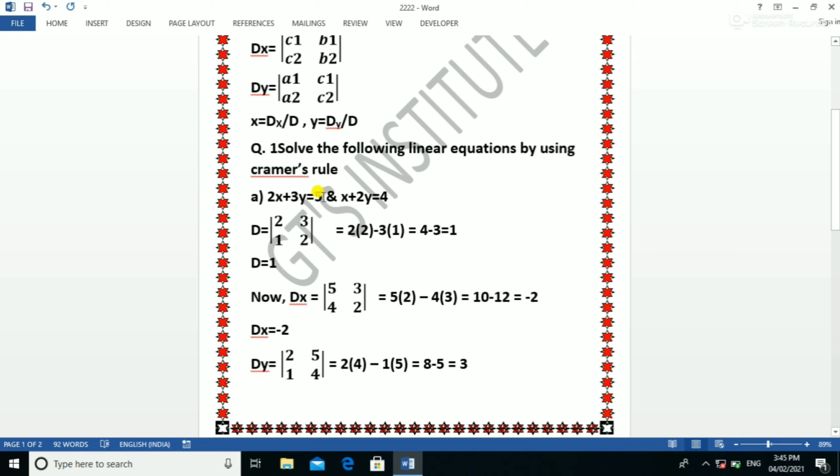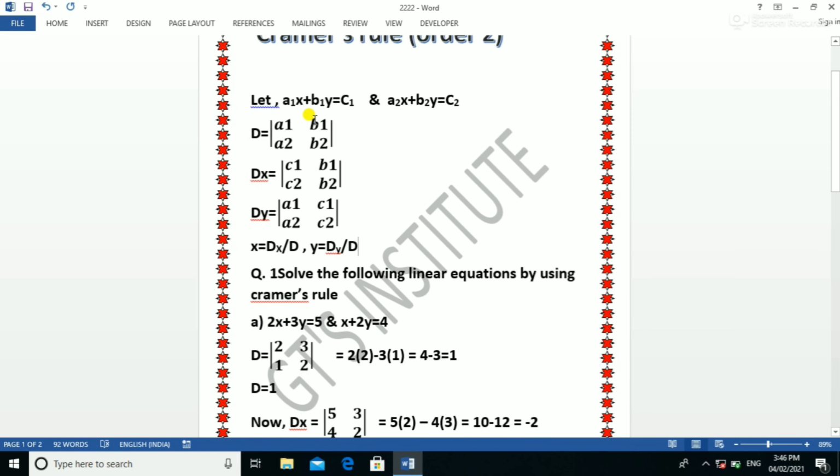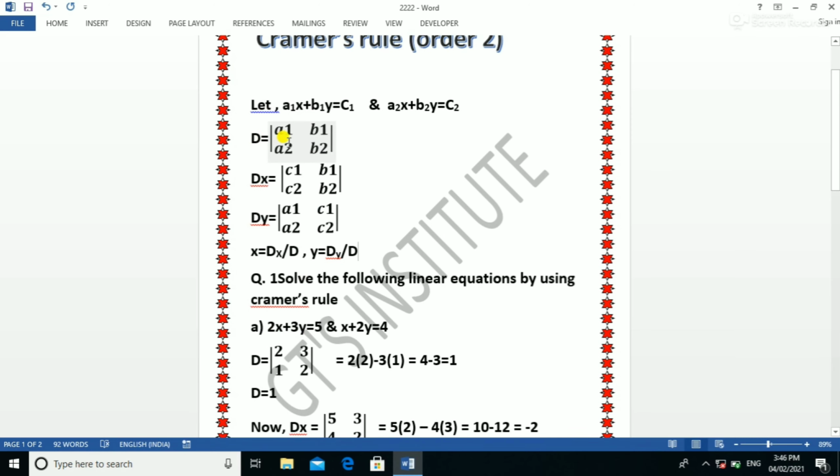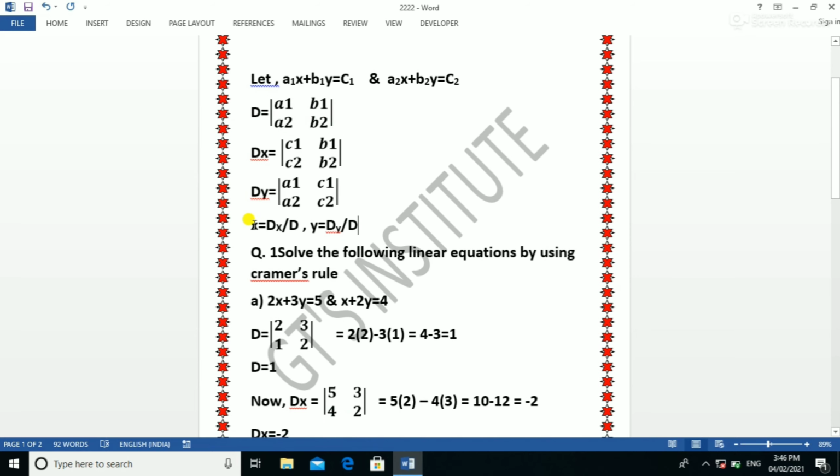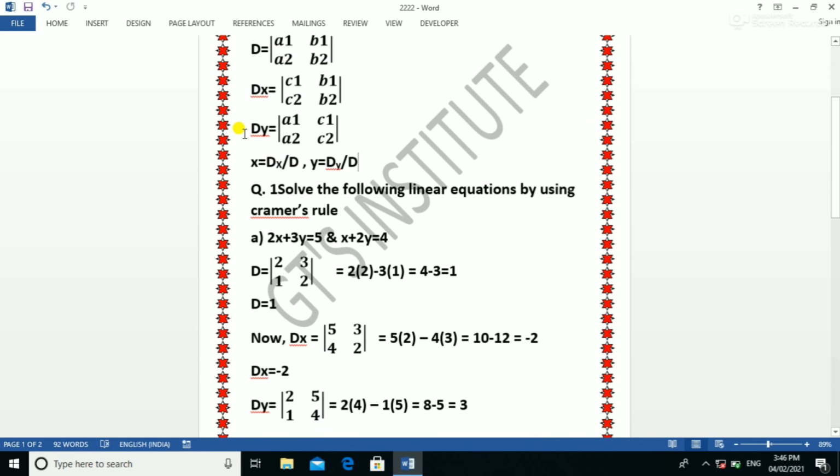So let's see the first example. And one more thing: here the value of determinant D is not equal to 0. That means if D is equal to 0, then the values of x and y are not determined, that means it is infinity. So the determinant D must not be equal to 0.